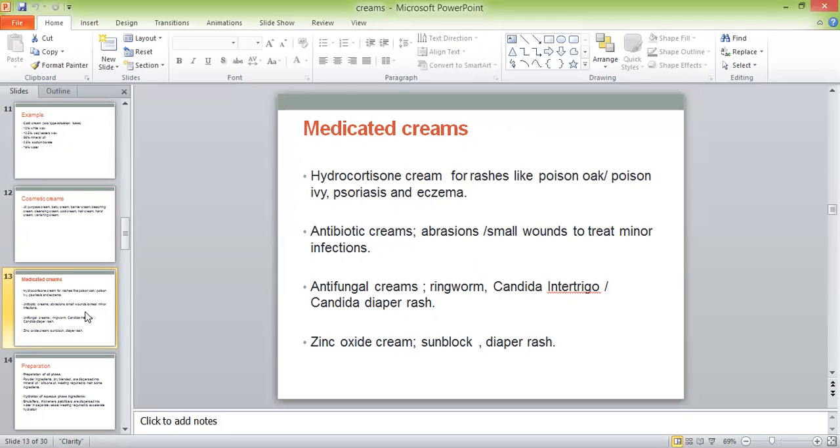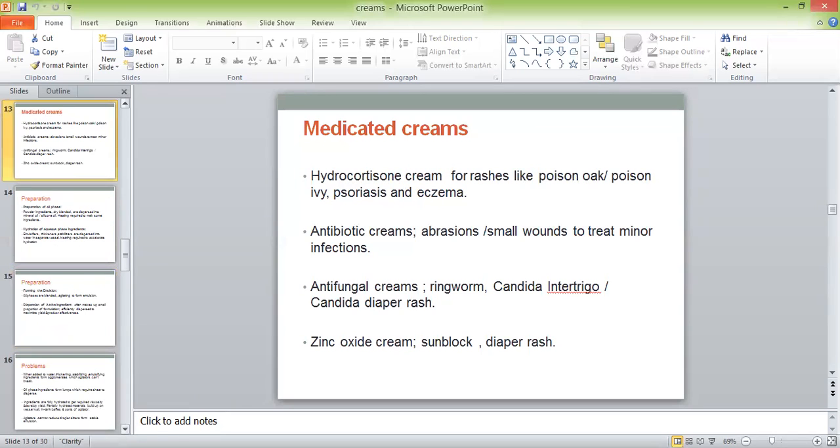Then we have Candida intertrigo. Basically it is a skin infection caused by Candida albicans, and it occurs between the folds of the skin. For its treatment, fluconazole is used, 100 to 200 milligrams for 7 days. Then we have zinc oxide cream, which is used for sunblock purposes, and for the diaper rash caused to infants or babies by the constant use of diapers.